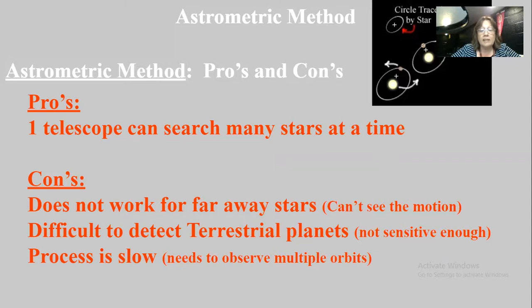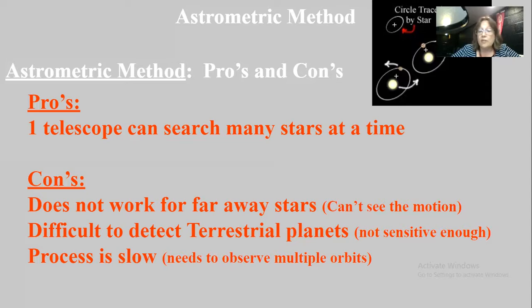Now, there are some negatives to this. One is this method doesn't work for very far away stars. It's very difficult to see the motion the further away the star is. It's also very difficult to detect terrestrial planets. Those are planets like the Earth that are very tiny. Because they're tiny in comparison to the size of the star, they wouldn't cause that star to wobble very much. And right now, our technology isn't sensitive enough to see a large movement that would be caused by a planet the size of our Earth.